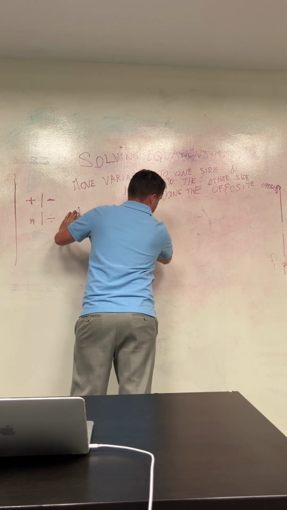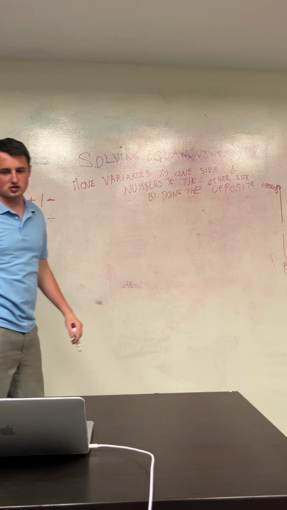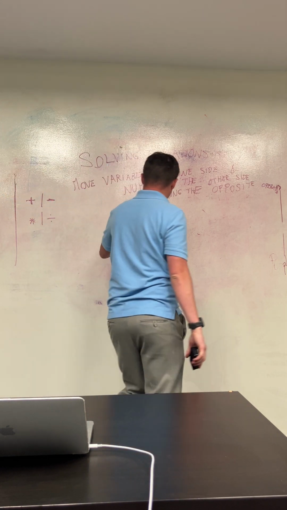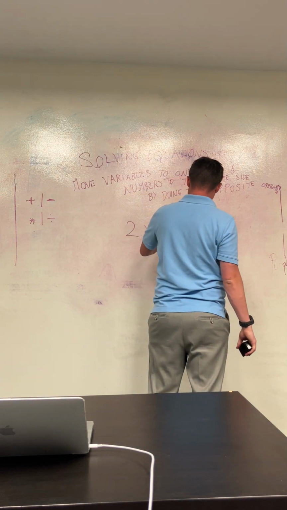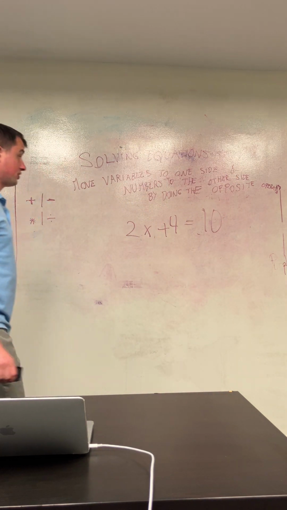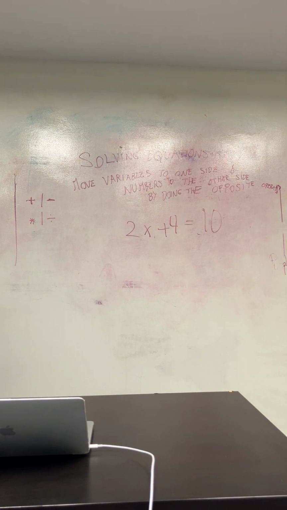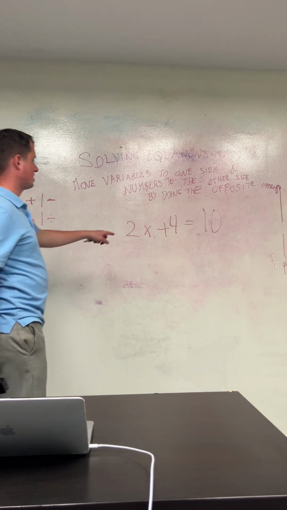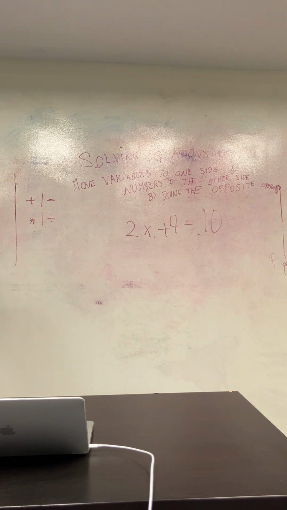Alright, let's try this one. Now we're going to combine them, do some real math magic. 2x plus 4 equals 10. Now I got two things going on. What are you going to suggest we do first here? Cancel out the x? Well, no. Well, this is 2 times x. So the opposite would be division. Oh, okay.